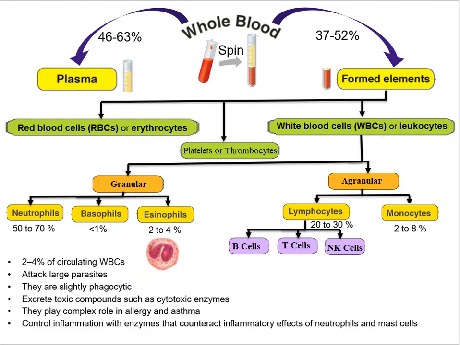The next cell we're going to look at is eosinophils. This is 2 to 4%. They attack large parasites and worms. They play a role in controlling the inflammatory response and play a role in allergy and asthma. And again, if you look at the cytoplasm of the cell, you see tiny dots, and those dots are representative of granular cells.